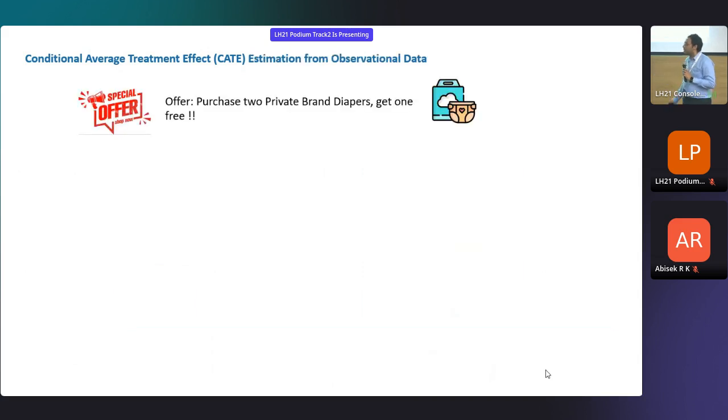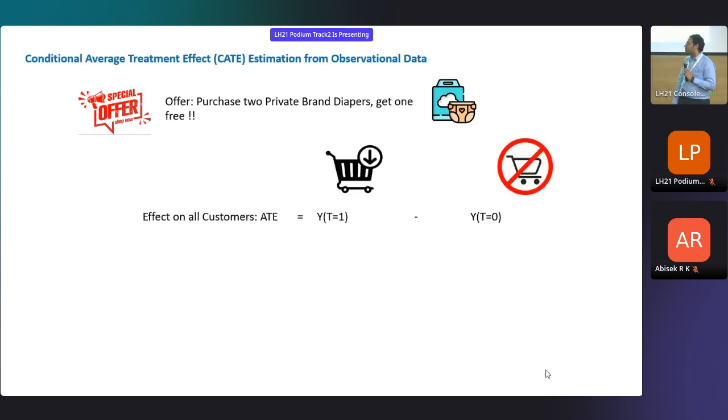So now let's take an example, maybe a deeper dive into the example of the campaign that we are talking about. So suppose the offer is like this: you purchase two private brand diapers and get one for free, right? So now the effect on all the customers is obviously just y given treatment minus y given without the treatment.